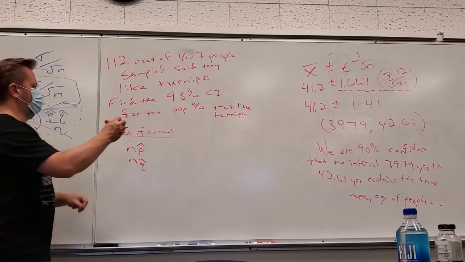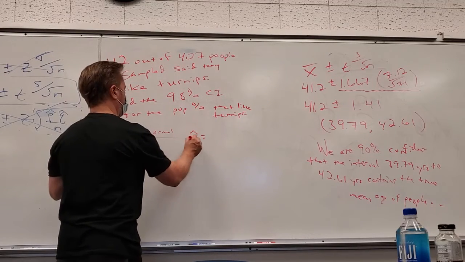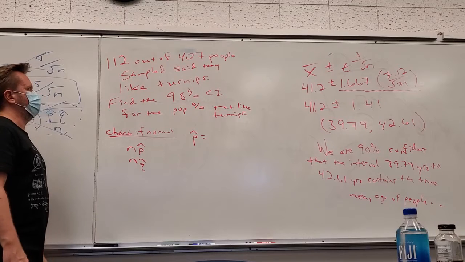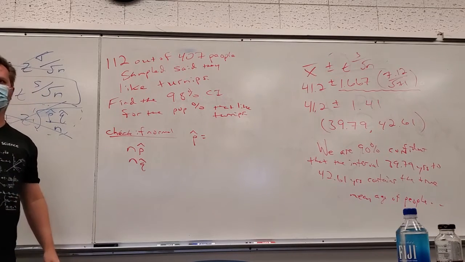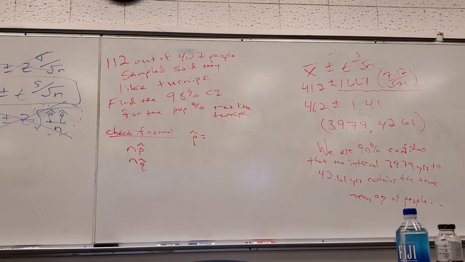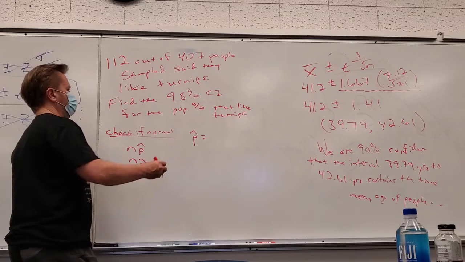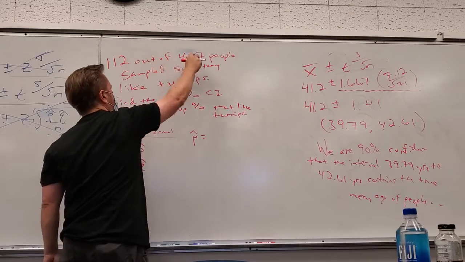So what is p-hat? How do you calculate it? What do you see in the sample? How many out of how many said something? 0.275. Where do you get that from? 112 out of 407 people.